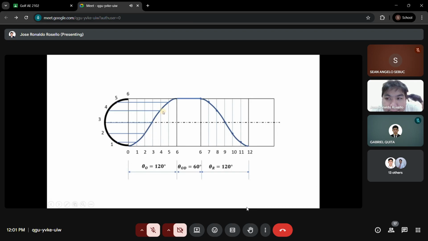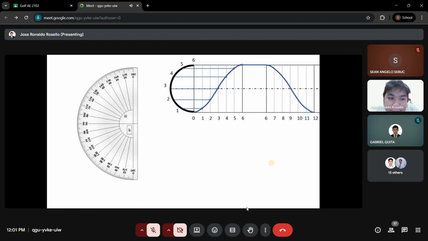So we have completed the displacement diagram in case of this particular problem.